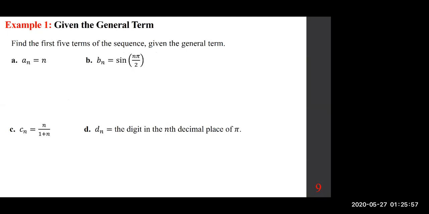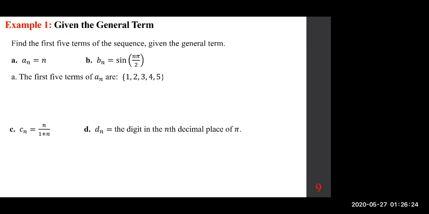Now, let's make some sense out of this by looking at a few very simple examples. We want to find the first 5 terms. I want to start with a very simple one: a sub n equals n. It simply means replace the n with 1, 2, 3, 4, 5. I hope you see this answer. We really don't want to waste time. It's that simple.